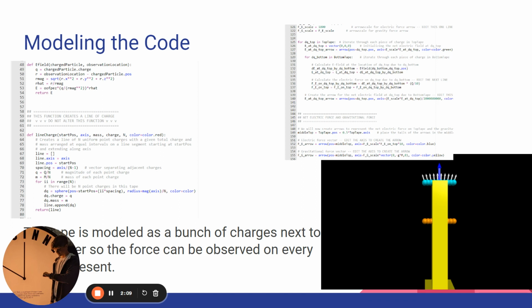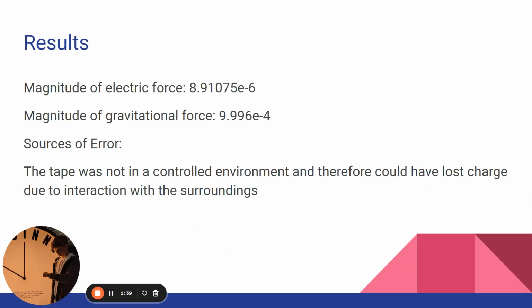And then additionally, you had to create the actual model, with arrows representing the forces of gravity and electricity, and also the top line of cyan circles being all the charges representing the top tape being repelled, while the surroundings, or the bottom piece of tape, are the orange point charges that act upon the cyan charges. That way the charges can be observed influencing every single part of the tape and not just a point charge. So for the results, the magnitude of electric force was found to be 8.91 times 10 to the negative 6 newtons, and the magnitude of gravitational force was 9.996 times 10 to the negative 4 newtons.